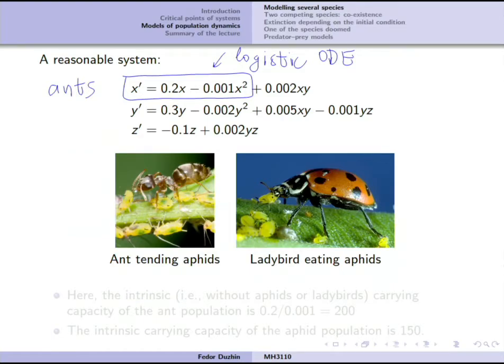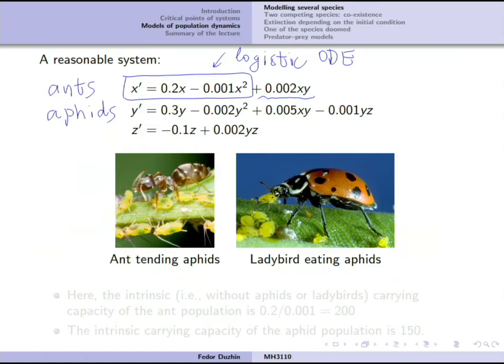But besides, we have this extra term that tells us that if the population of aphids, y, is positive, the second equation is for aphids, then it makes the growth rate, the rate of change of ants, faster. So the population of ants is increasing faster. And this is because aphids provide an extra source of food.